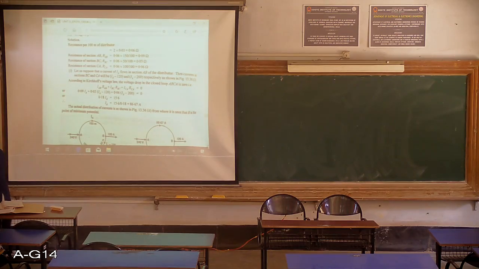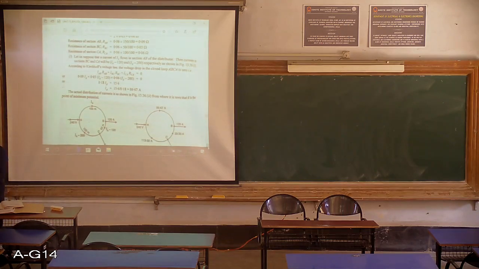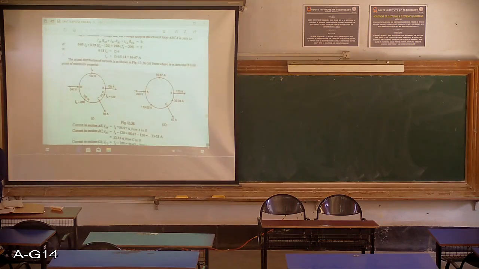Then suppose the current IA is flowing, then current in sections BC and CA will be IA minus 120. So that is what I explained to you. So you apply Kirchhoff's law, the current in the loop should be 0, or the voltage drops should be 0. So you multiply that drops, make it 0, you will get the value of IA. Using that, substitute the IA and write the values here. This will show the actual distribution of the ring main system.